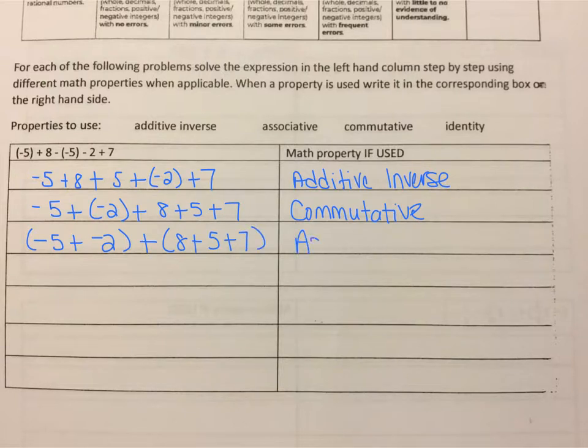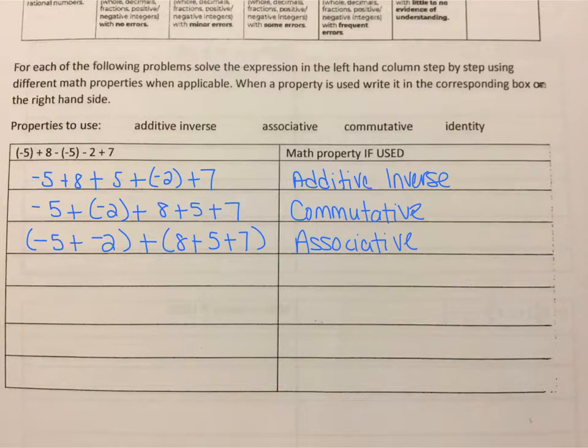This is associative. All right, from here, I have to go ahead and simplify what is inside the parentheses. That's the reason for grouping, okay? Because whatever you put inside that parentheses, the next step has to be to simplify that group, okay?